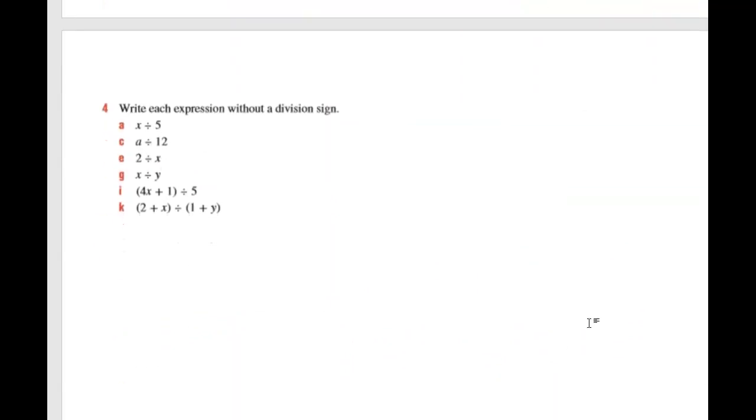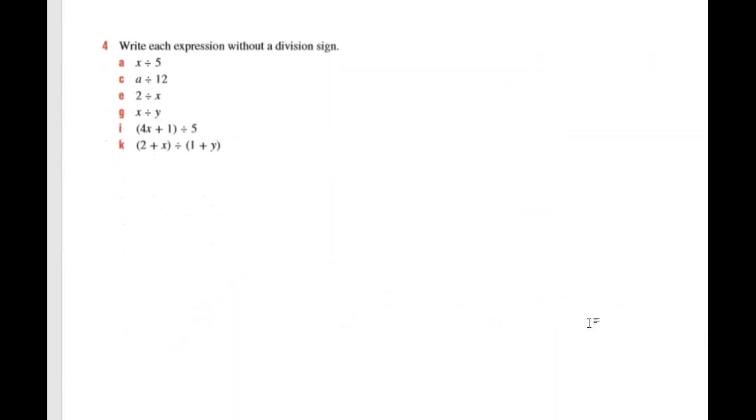Okay, let's move on to question 4. Now here we're looking at division. So we're just going to have to write them without a division sign. So it's going to become x over 5. Okay, so your first number or letter becomes your numerator and the second one becomes your denominator. So if we've got E, which is 2 divided by x, it's just going to be 2 over x.